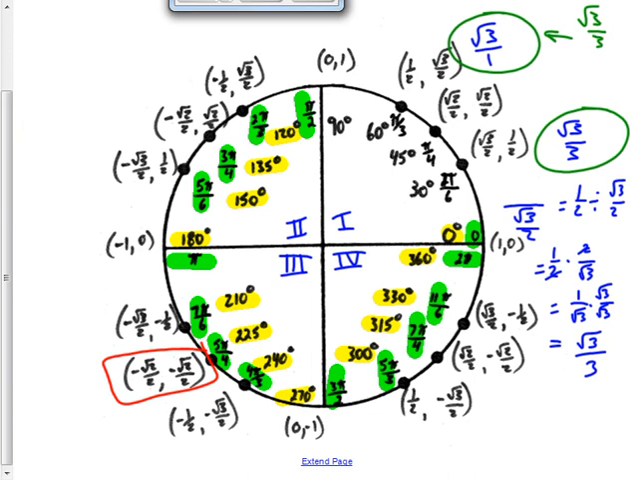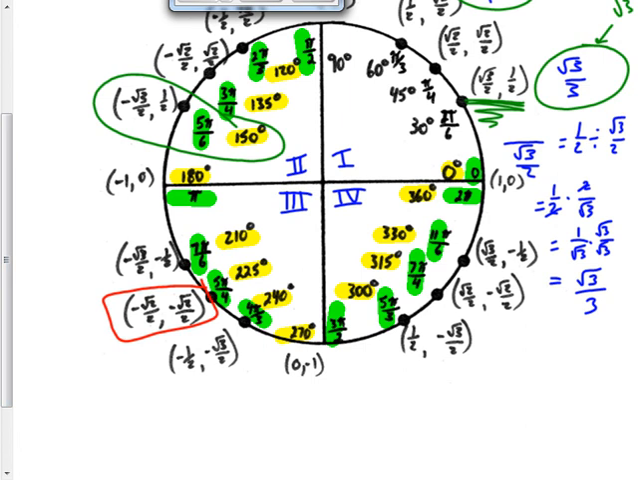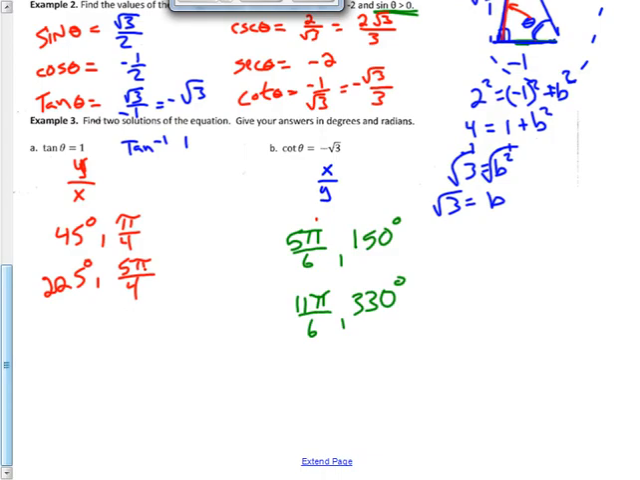And so then I look at the next one, and if I were to rationalize this, I end up with just a square root of 3. And so my cotangent, I'm looking for ordered pairs that look like this, but they give me negatives. I need a negative in them. Well, that other ordered pair is over here, so we get 5 pi over 6 and 150. And then I'm looking for that same ordered pair with a negative, and the other one's over here at 11 pi over 6 and 330. And so when you take a look at those, you end up with cotangent being negative square root of 3 at these different places.